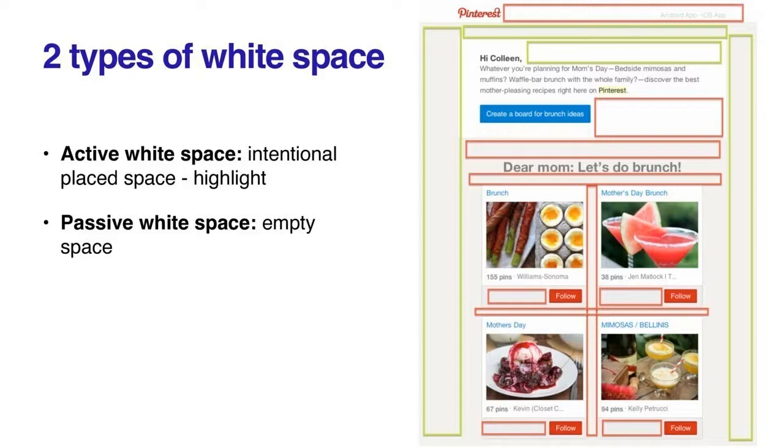So there are two kinds of white space, actually. You have the active and the passive one. Active white space is an intentionally placed space to highlight different parts and draw attention to it. Passive, on the other hand, is the space around the message as well as the empty parts within the content. So here's a good example of active and passive white space. The red blocks are the active white spaces, whereas the green blocks are the passive ones.